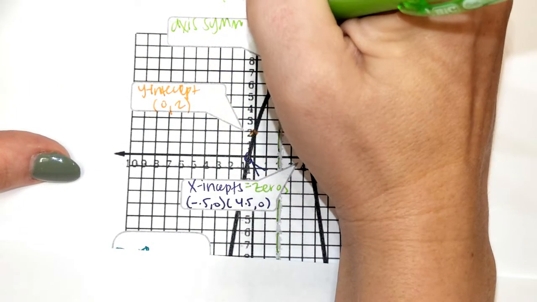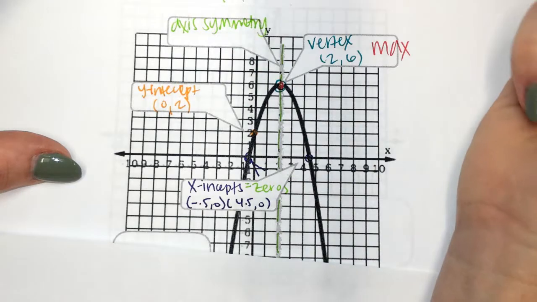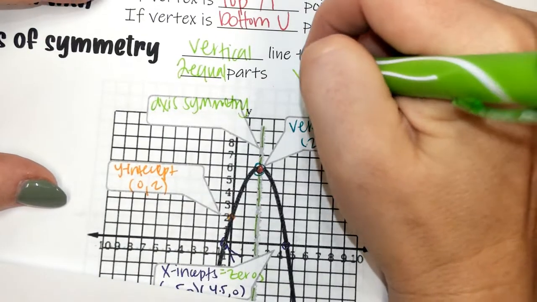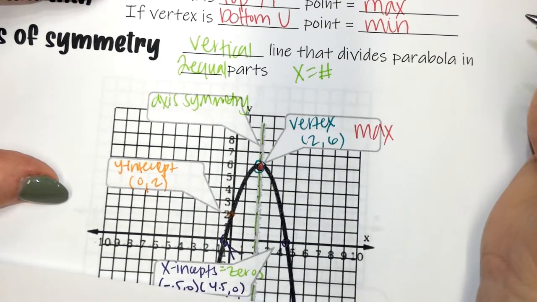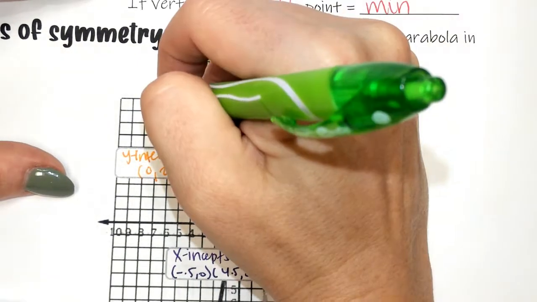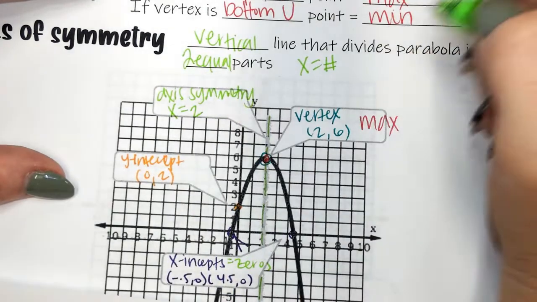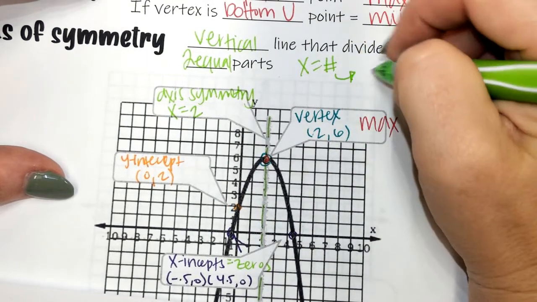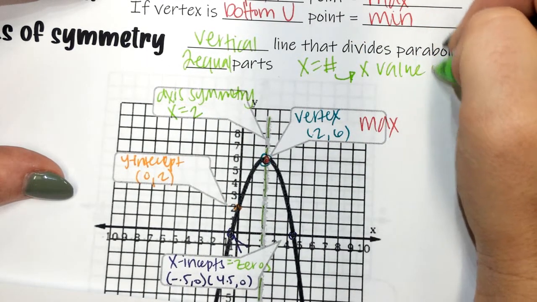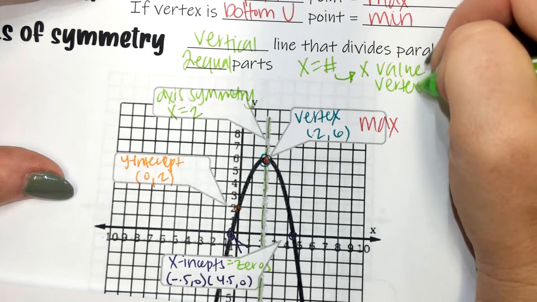Since they are vertical lines, we write those as x equals. So this is at x equals, and I look at x equals 2. And this number, how I get that, is the x value of the vertex.